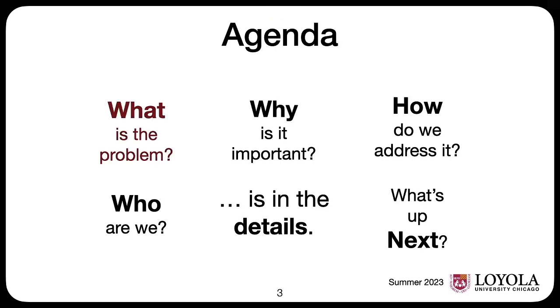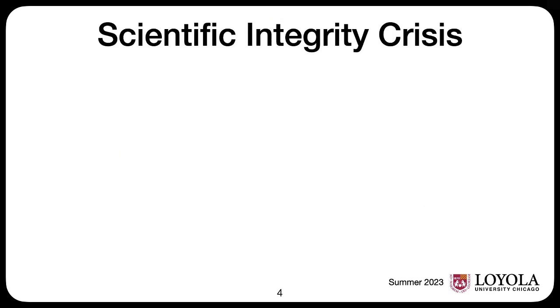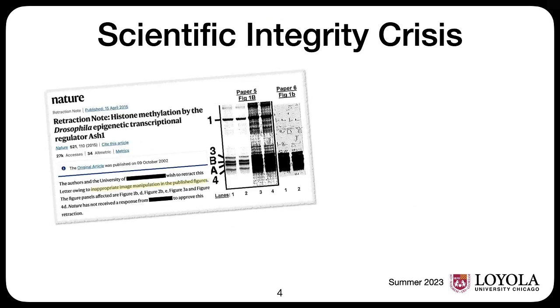Okay, so starting with what is the problem. We are facing a scientific integrity crisis, and we have been facing this for a while now. It's not a recent problem. It's been in academia for a couple of decades now, to the point that we even have some classic examples of infamous problems. So this is an infamous author. I won't mention the name. There's no need for that.